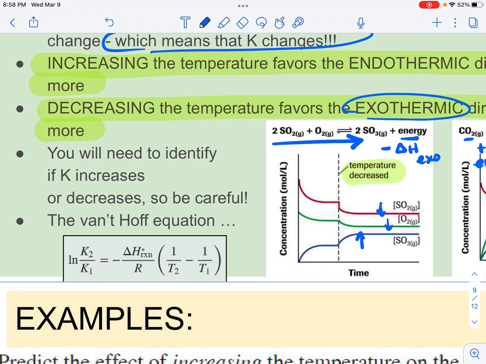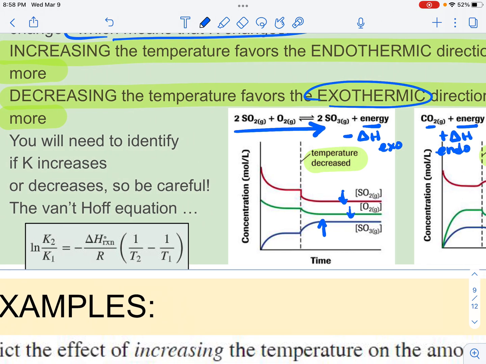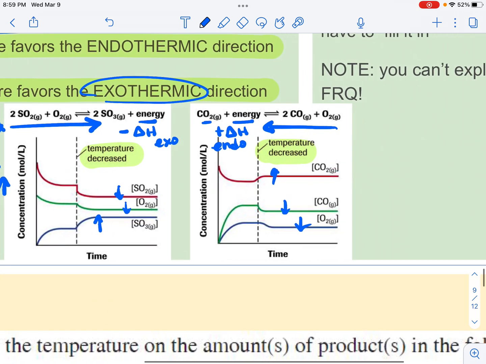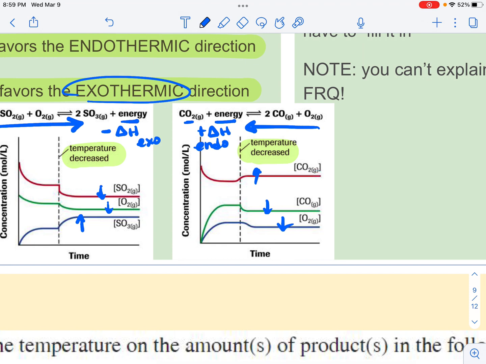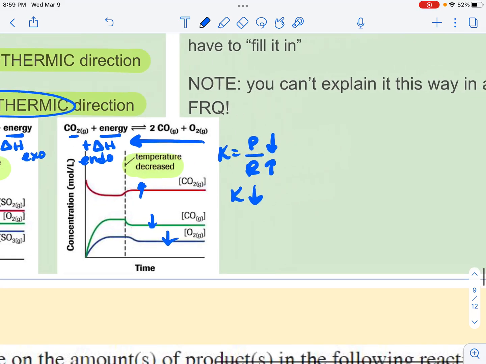This seems really complicated. Notice that when this one shifts to the right, we're increasing the products and decreasing the reactants. Because K is products over reactants, and the products go up while the reactants go down, K will increase in this case. In the other case, because of my shift, my reactants increase and my products decrease, so K overall would decrease. You have to be super careful and think about this.